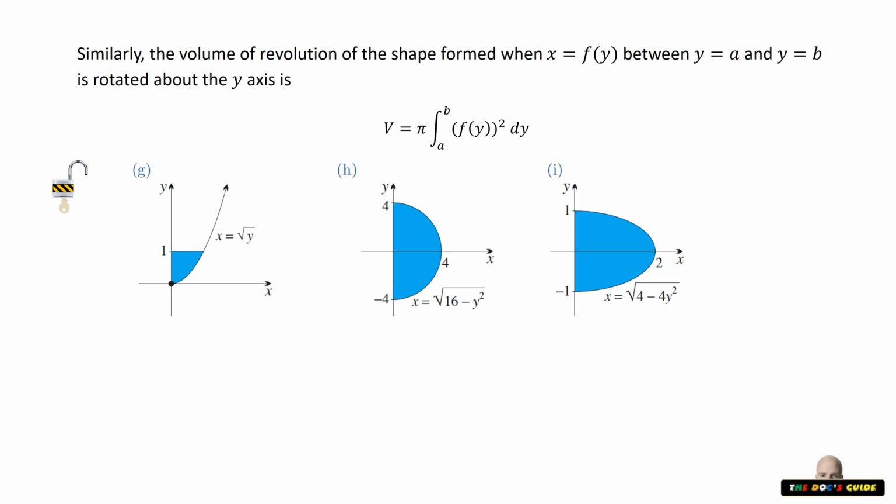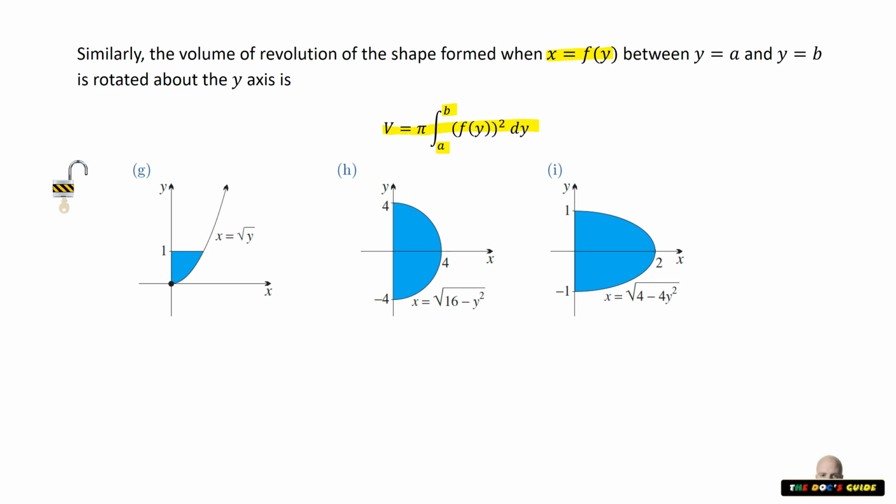Now, just as we could rotate a shape around the x-axis, we can do the same with rotating a shape around the y-axis. And in this case, our integral becomes that the volume of the shape is pi outside of the integral from the y value a to the y value b, f of y all squared dy, where f of y is just x as the subject of our equation.